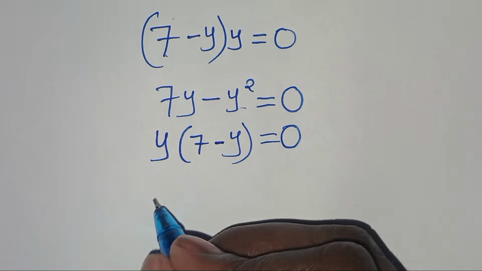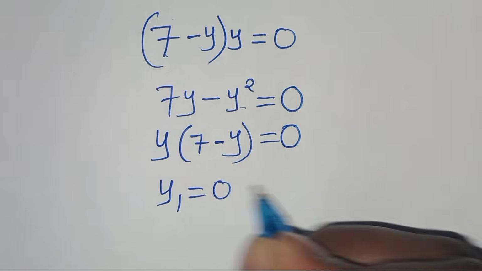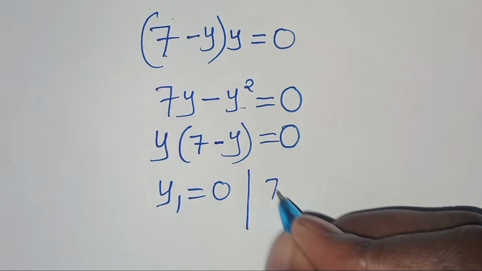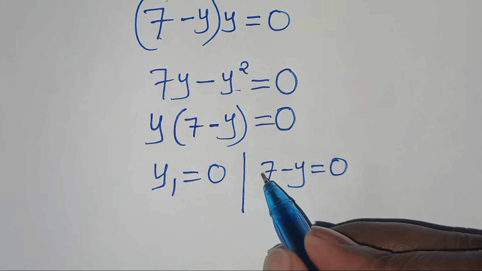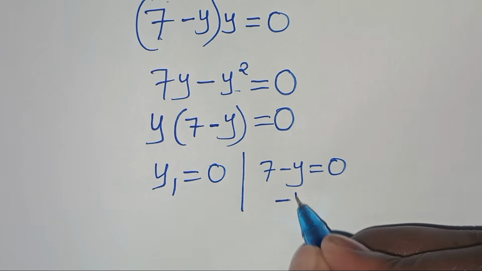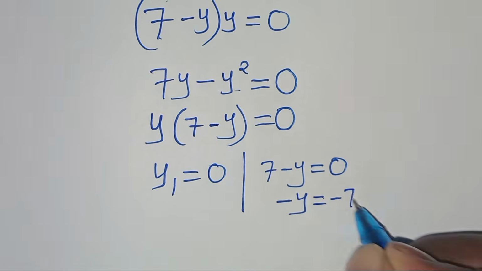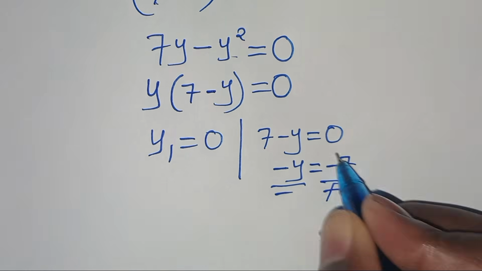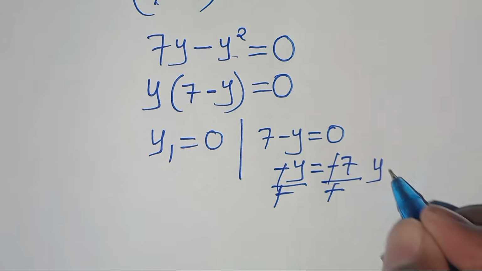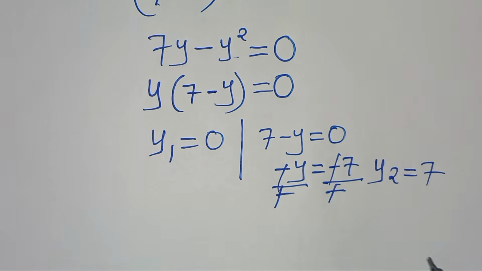So here we have y1 is equal to 0. Then we have 7 minus y equal to 0. So let's take 7 to the right hand side. We have minus y equal to minus 7. If you divide by minus on both sides, this means that y2 is equal to 7.